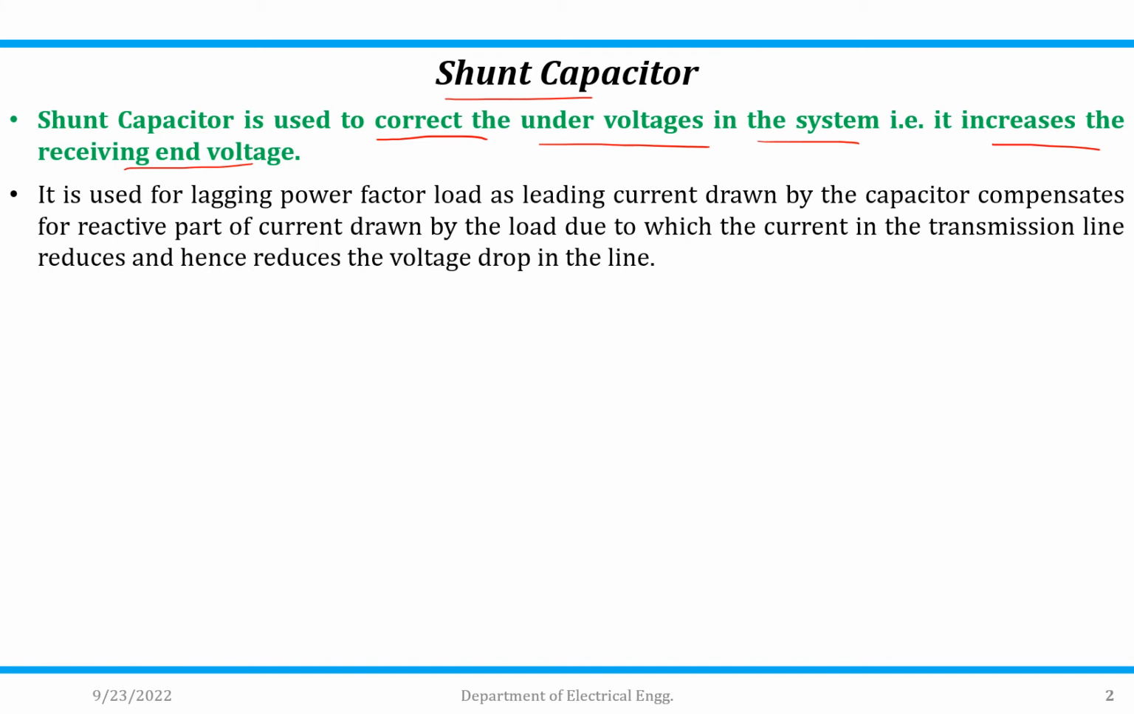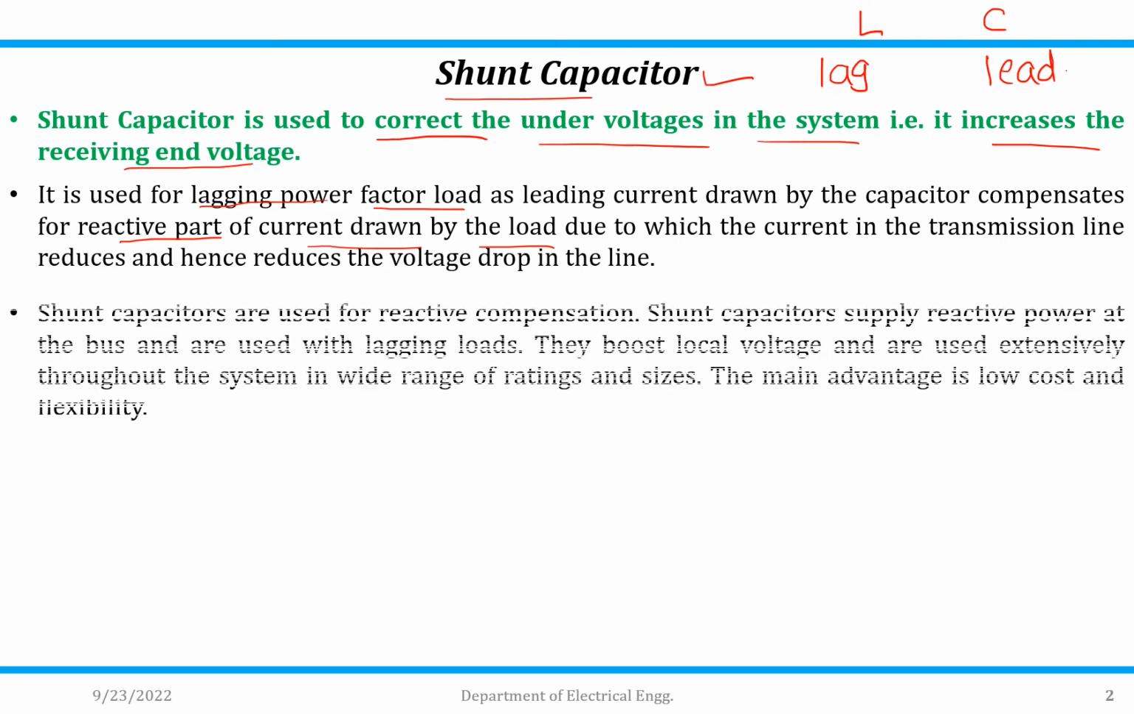Now it is used for lagging power factor load, because we know that there are two things, L and C. L is related to your lag. C is related to your lead. So when we connect a shunt capacitor, it provides a leading current, and the leading current drawn by the capacitor compensates the reactive part of the current which is drawn by the load, due to which the current in the transmission line reduces and hence reduces the voltage drop in the line.